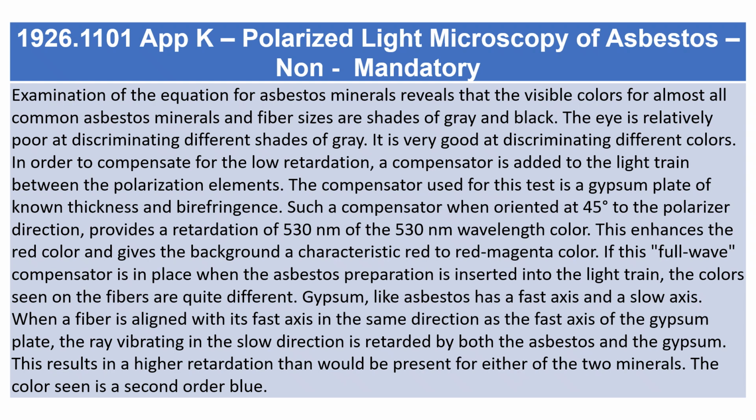Gypsum, like asbestos, has a fast axis and a slow axis. When a fiber is aligned with its fast axis in the same direction as the fast axis of the gypsum plate, the ray vibrating in the slow direction is retarded by both the asbestos and the gypsum. This results in a higher retardation than would be present for either of the two minerals. The color seen is a second-order blue.